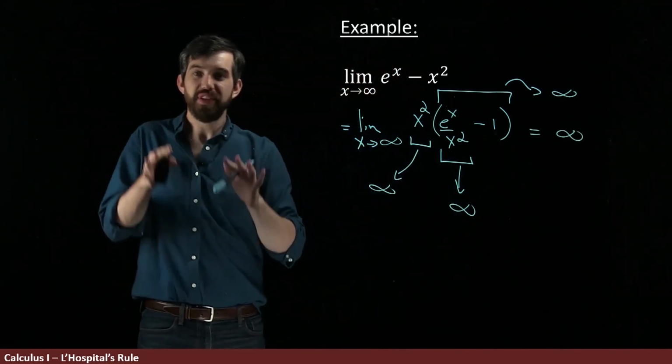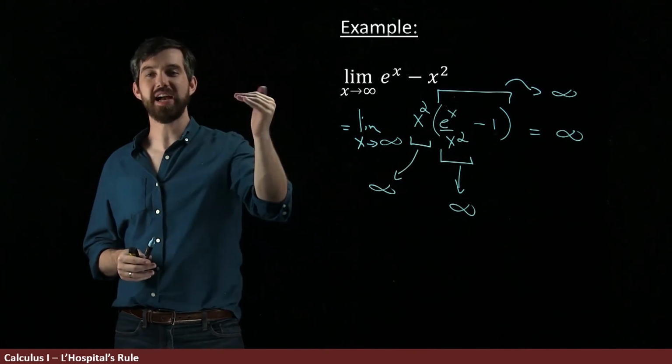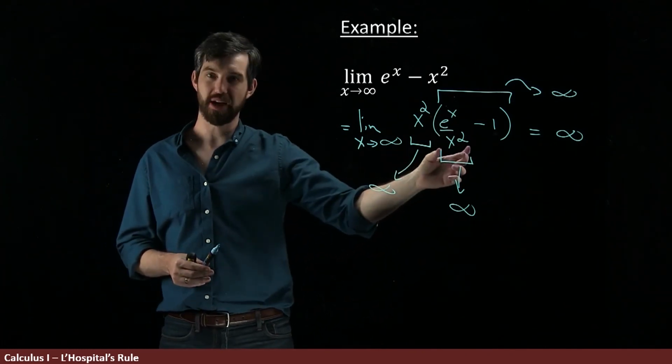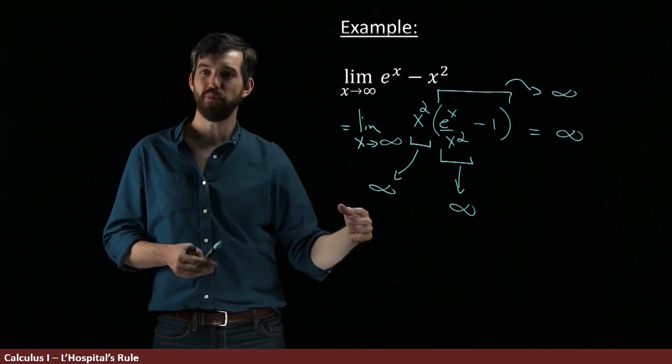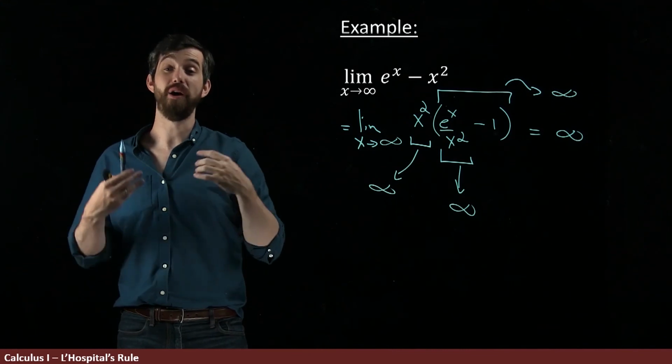And of course, the key to this was the fact that we'd already done the e to the x divided by x squared. We'd already used L'Hopital's rule. So this algebraic trickery was really just for the point of making it look like something that we've previously applied L'Hopital's rule to.